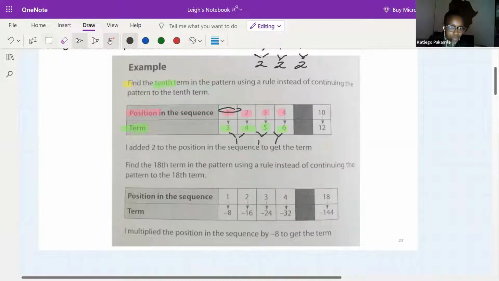Pretend that was a beautiful circle. We take the position here and we add 2. Right? So you said position number 1 plus 2 and it gave you 3. If it's the second one and you add 2, it gives you 4 and so on. That's how they got that the term that is in position number 10 has to be 12. Do we get it?